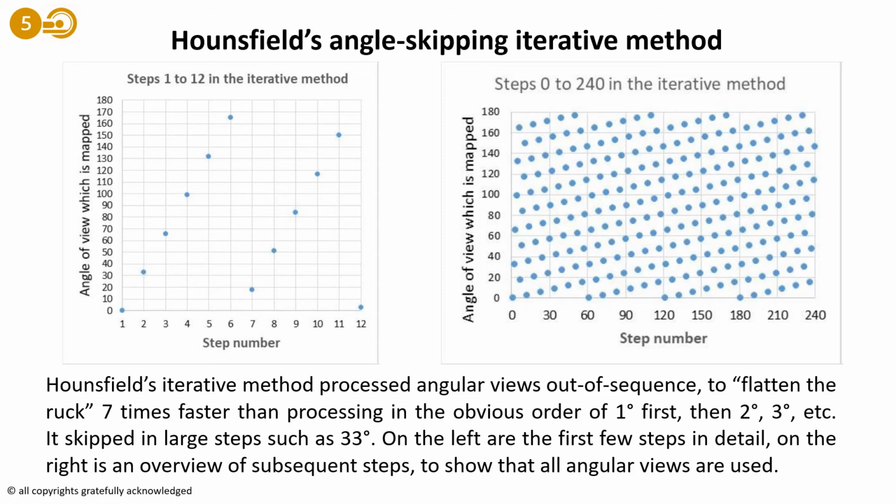It's worth mentioning that these graphs show the sequence of events during the iterative method, and that it started with the view at 1 degree from the start of the CT scan. But instead of then moving on to the second, to 2 degrees, it jumped to 33 degrees or something like that. And you can see that in the graph on the left in detail, where step 1 is at 1 degree, step 2 is at 33, step 3 is at 66, and so on.